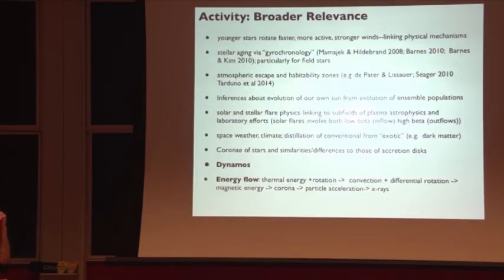Before getting into that detail, I just want to point out that understanding the activities has some broader relevance. One of them is stellar aging. If younger stars are faster rotating, and you can correlate that with their age, then you have a way of aging stars, particularly field stars, which don't have associations with other stars.